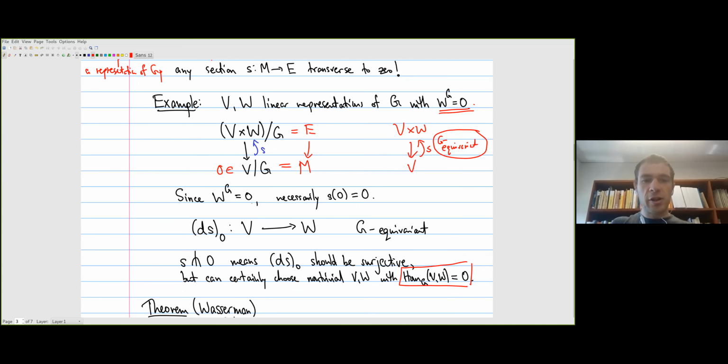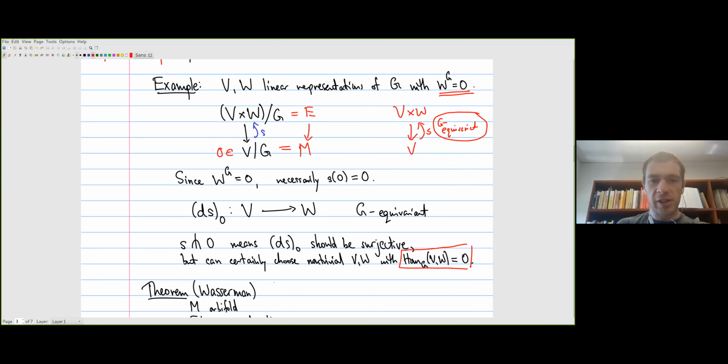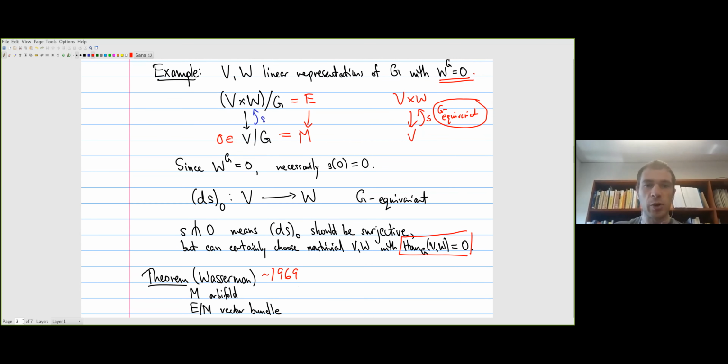Okay, so there's a remarkable result of Wasserman, which has been around for some time, which gives you a sufficient criterion for when a vector bundle has a section which is transverse to 0. It's not quite if and only if, but it is somehow the correct strength to give us exactly what we need to make Pontryagin-Thom work.